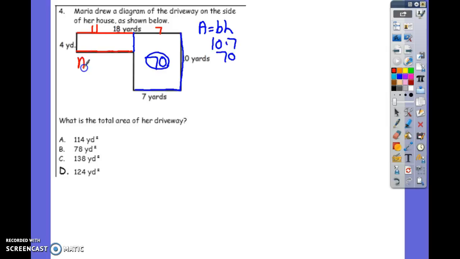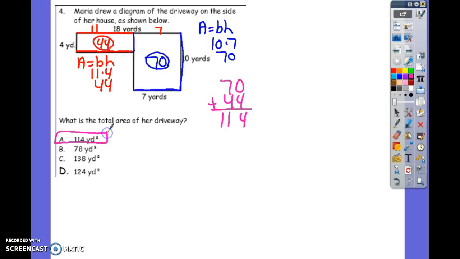So then we do area is equal to base times height. 11 times 4 is 44. To get our final answer, we will add those two together. 70 plus 44. 0 plus 4 is 4. 7 plus 4 is 11. We get 114. So my answer is A.